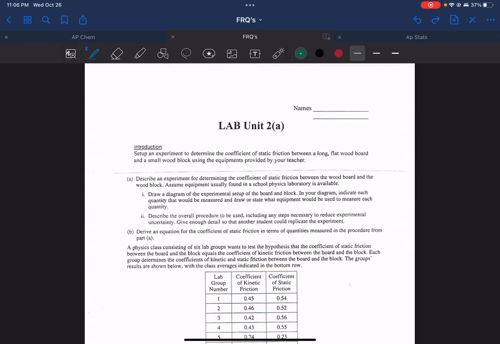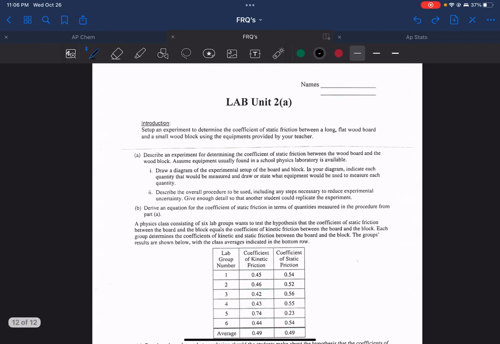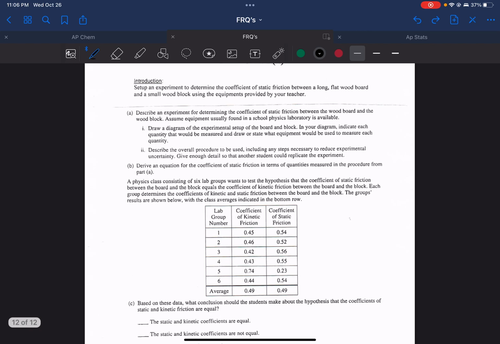Hey guys, today we're going to be doing this lab for AP Physics. So, it's the introduction to set up an experiment to determine the coefficient of static friction between a long flat wood board and a small wood block using the equipment provided.